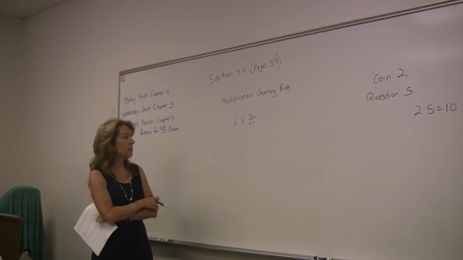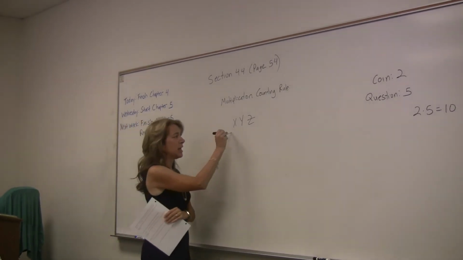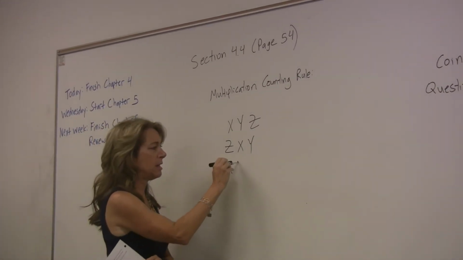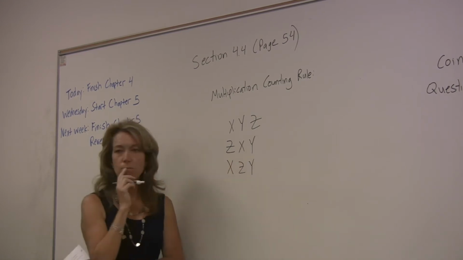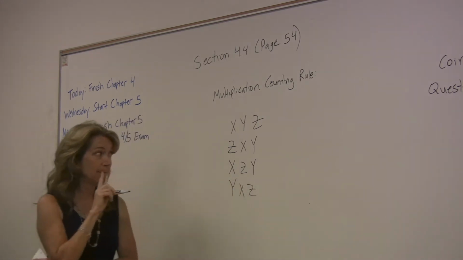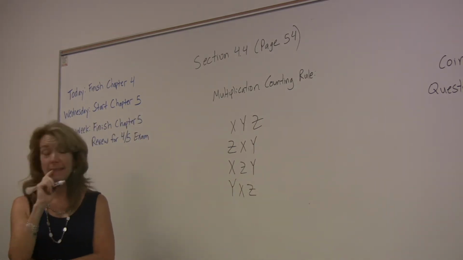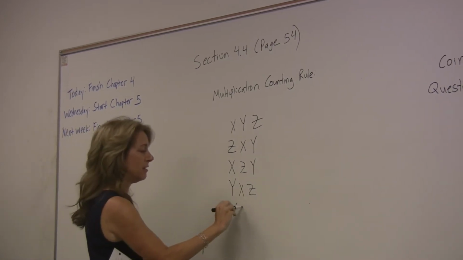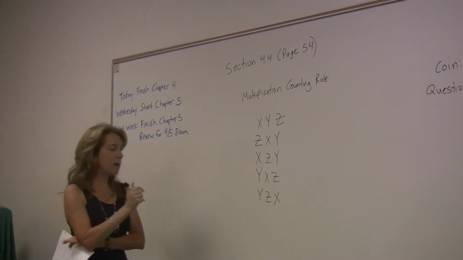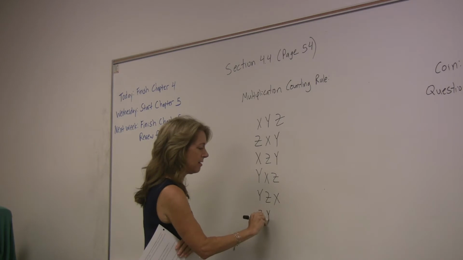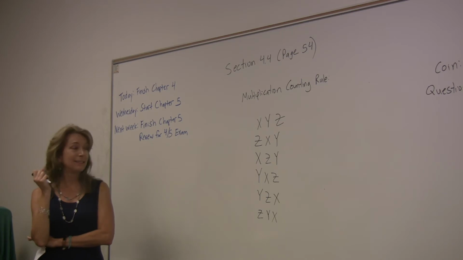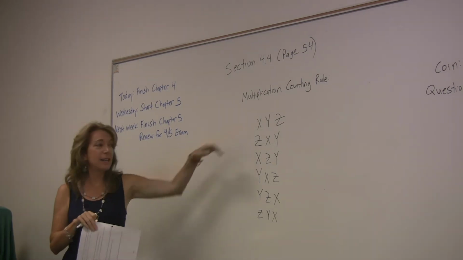What's another way I could rearrange them? ZXY. XZY. YXZ. YZX. Nobody's repeated any yet. We gotta run out eventually. ZYX. There's no XYZ. That's the first one, I left it up here. XYZ.